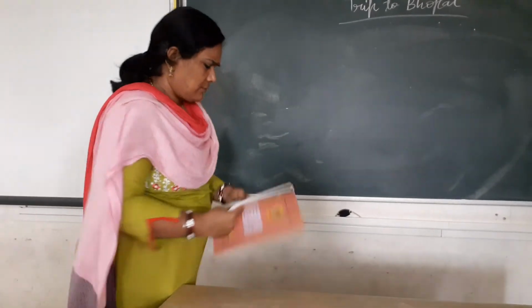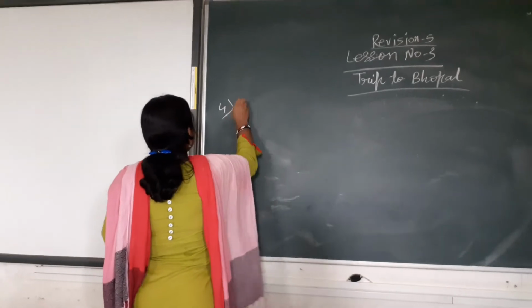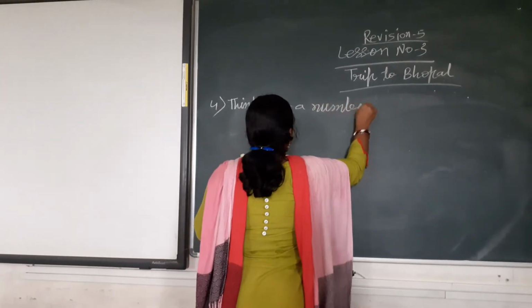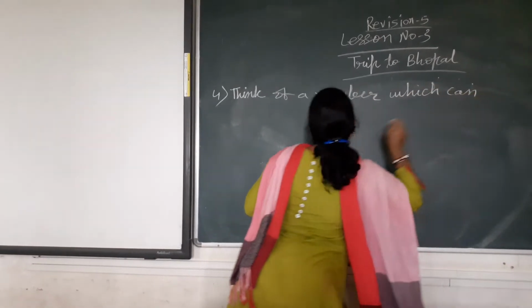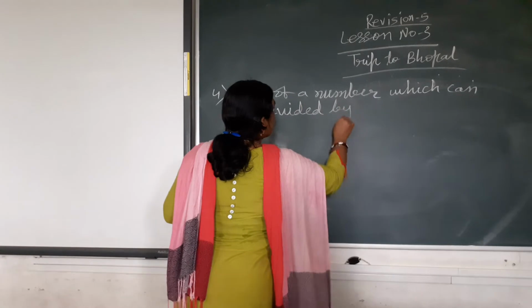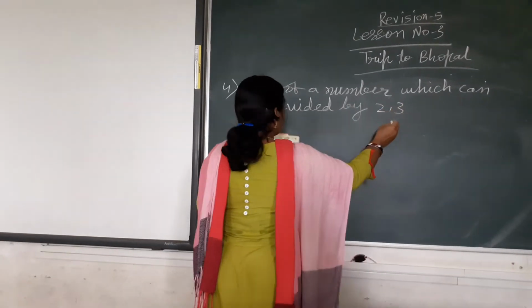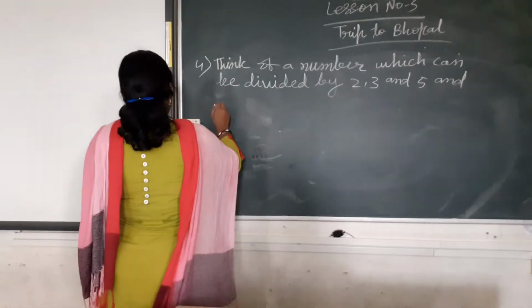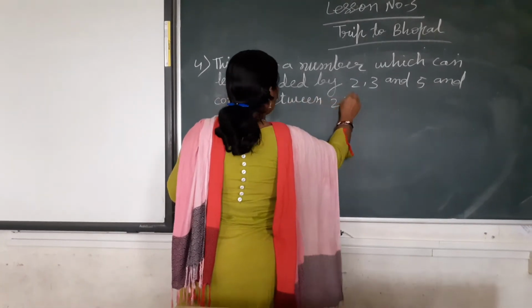Now third. Now the fourth one. Think of a number which can be divided by 2, 3 and 5, and comes between 25 and 50. Children, note it down whatever I am giving.